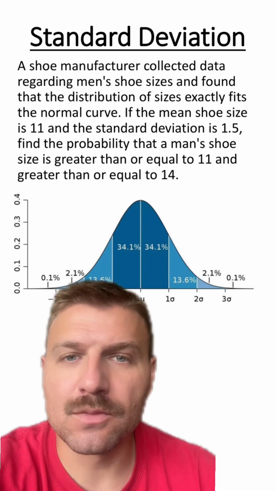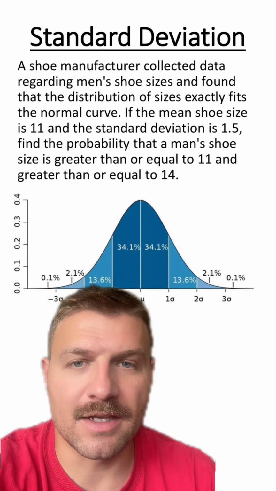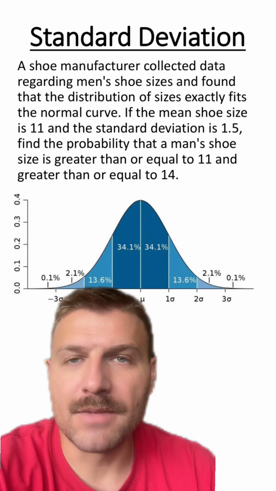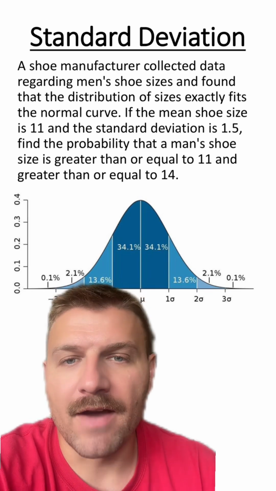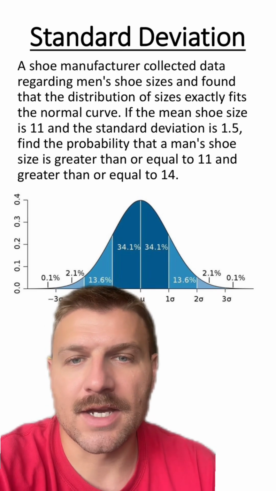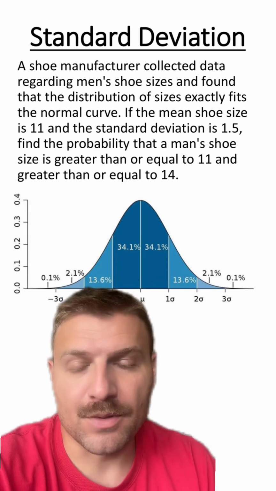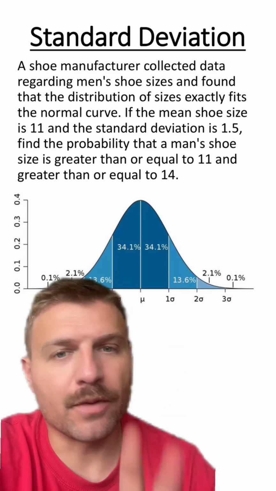Next question, a shoe manufacturer collected data regarding men's shoe sizes and found that the distribution of sizes exactly fits the normal curve. If the mean shoe size is 11 and the standard deviation is 1.5, find the probability that a man's shoe size is greater than or equal to 11 and then separately greater than or equal to 14. So there's actually 2 parts to this question.